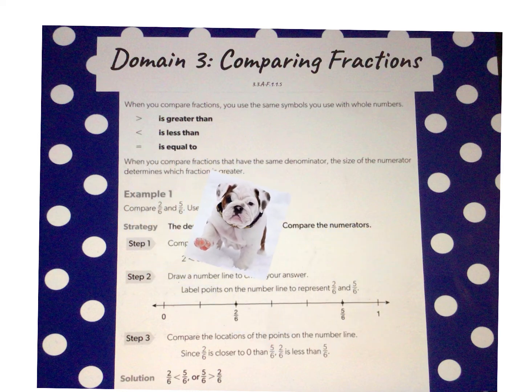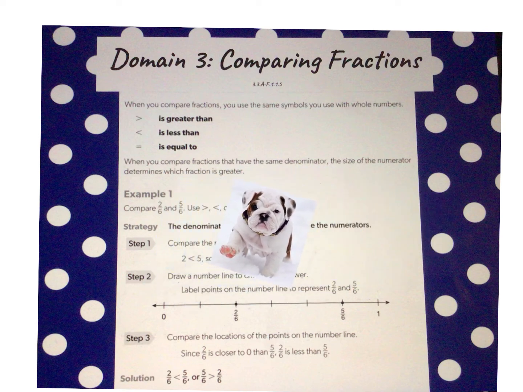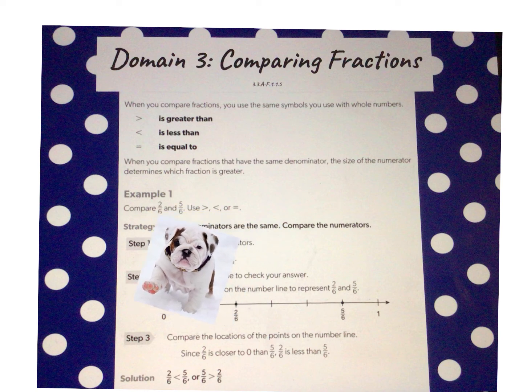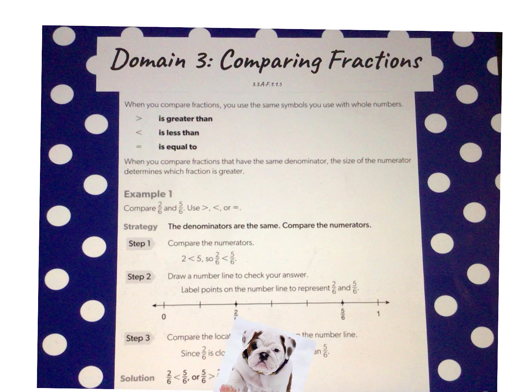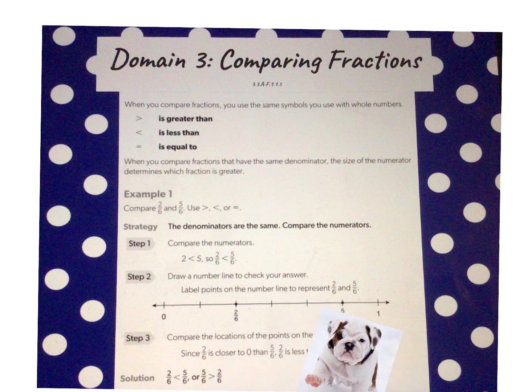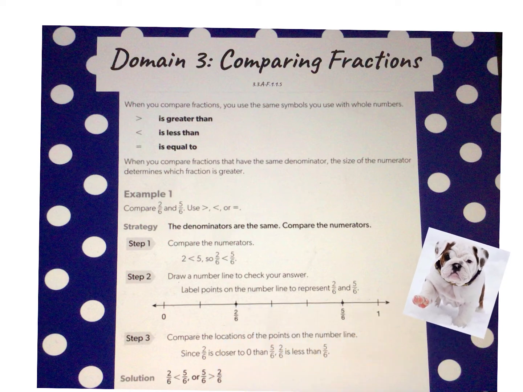All right, and so when we compare fractions that have the same denominator, the size of the numerator determines which fraction is greater. So just like before, when we compare numbers, we would chomp the bigger number. And so when the denominators are the same, we would do the same thing because it's the same equal parts. So 2/6 and 5/6. I know that 2 is less than 5, so my equation would look something like this. 2/6 is less than 5/6, okay? So that happens whenever the denominators are the same. So let's talk about whenever the denominators are different.